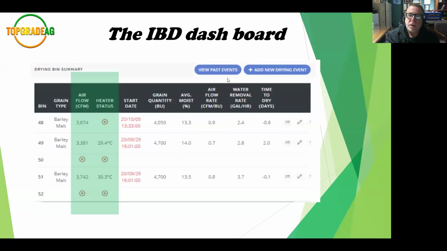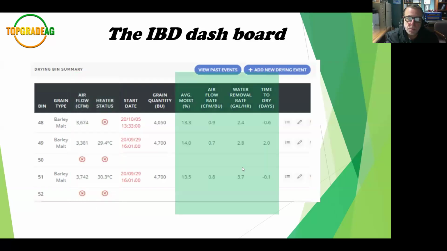Here's a quick look at our dashboard. This is the in-bin drying dashboard. This particular farmer has 4 drying bins. You can see the dashboard shows your airflow rate as soon as your fan starts, and it also shows your heater status. So if you have the heater going, it'll give you your plenum temperature.